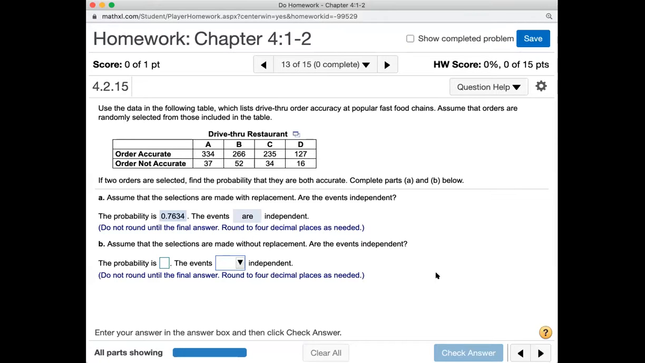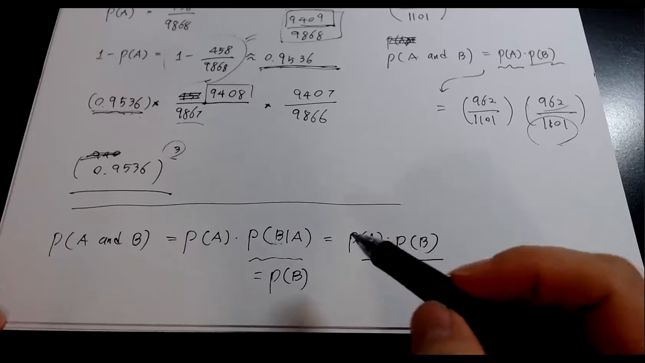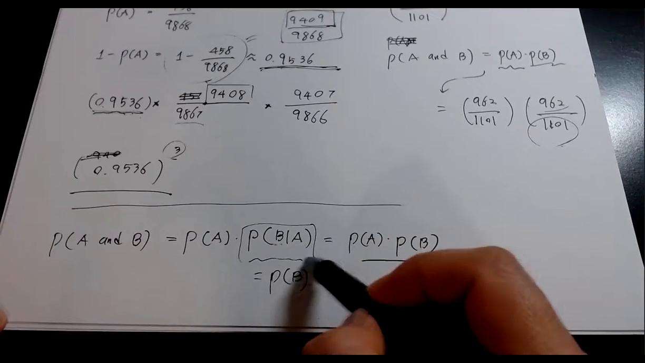Problem number 13. Next question B is this. Assume that the selections are made without replacement. Are the events independent? So now replacement is not allowed, which means those two events are not independent. So the events are not independent. And then what's the probability? Let's figure that out on the sketch paper. Since replacement is not allowed, we have to figure out conditional probability.